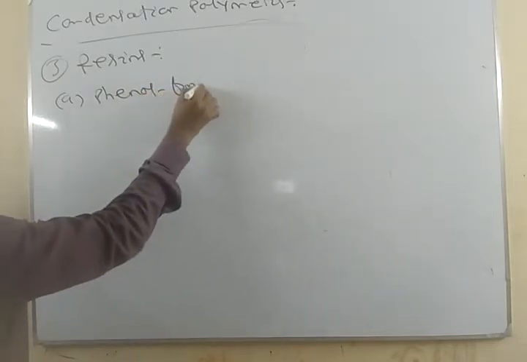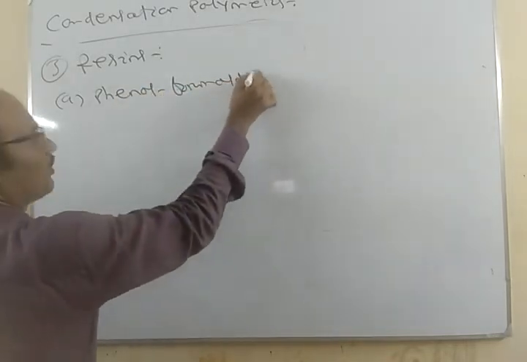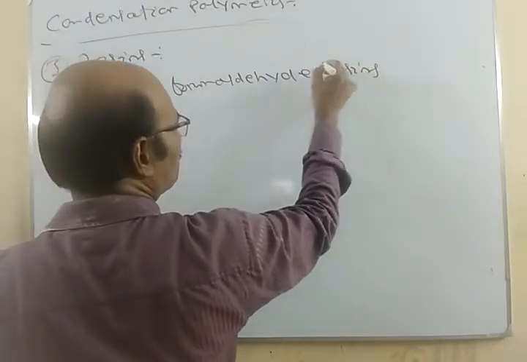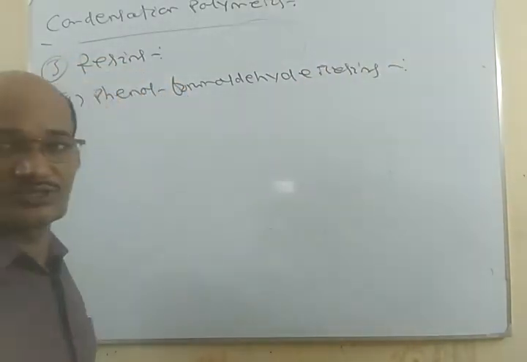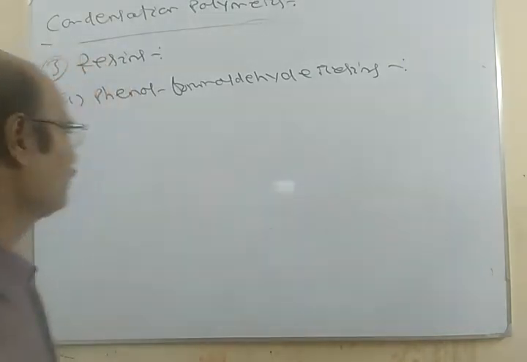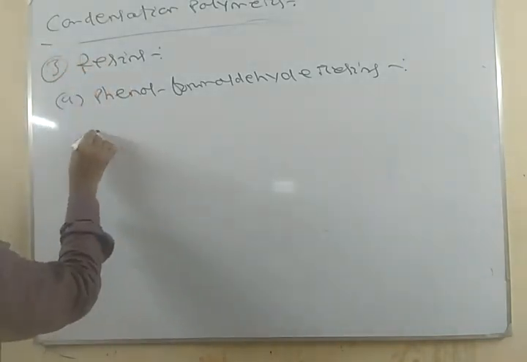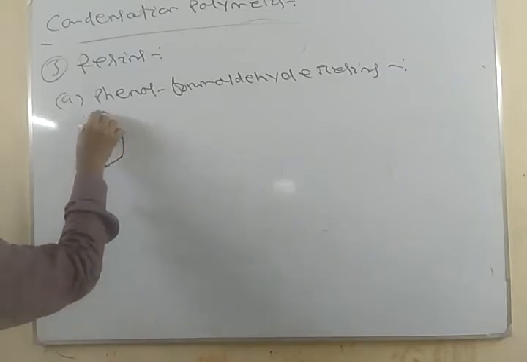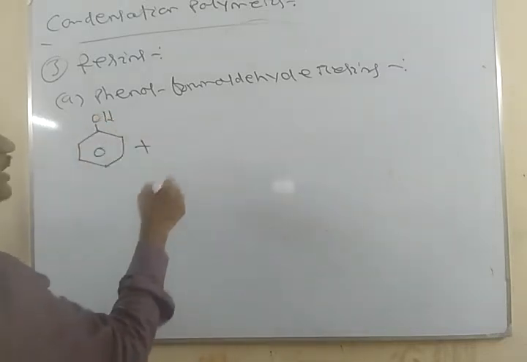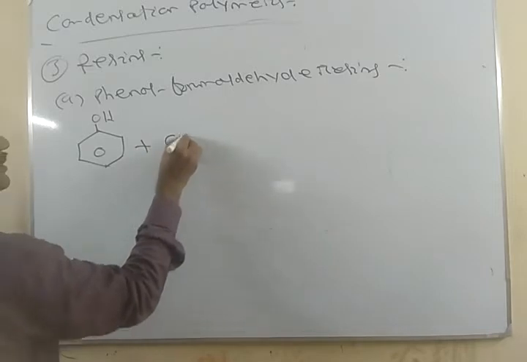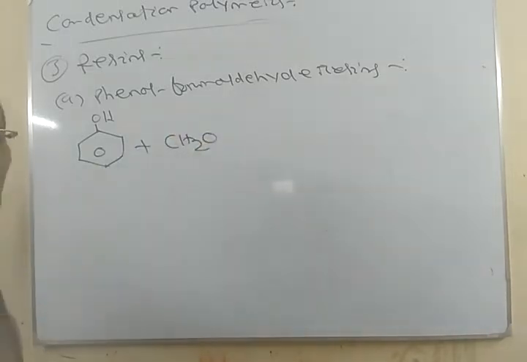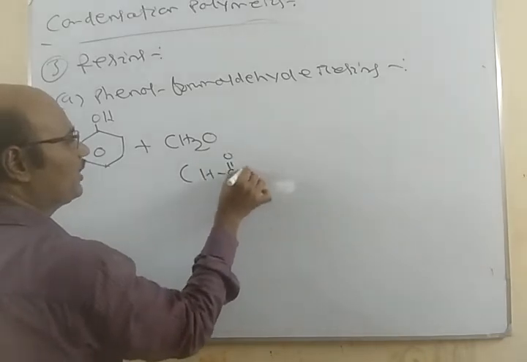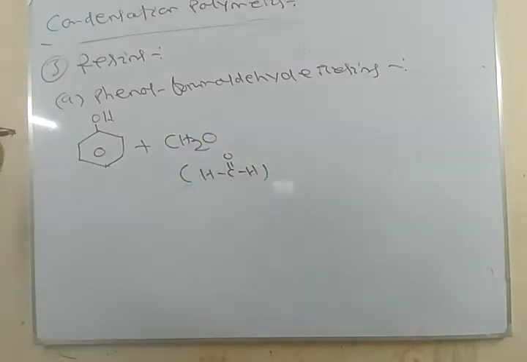phenol formaldehyde resins. Phenol formaldehyde resins. So here what we are doing, first of all we are taking phenol plus formaldehyde, CH2O, formaldehyde, HCHO, called what? CH2O formaldehyde.